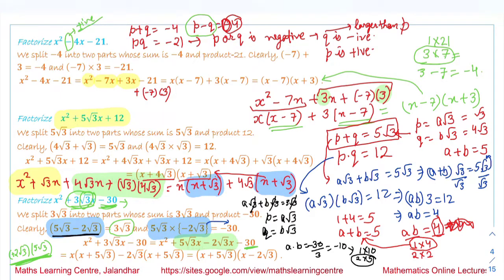So when you take x common from these terms, you are left with 5 root 3. From the next two terms, you can take 2 root 3 common, and you are left with 5 root 3, and this is your final answer.